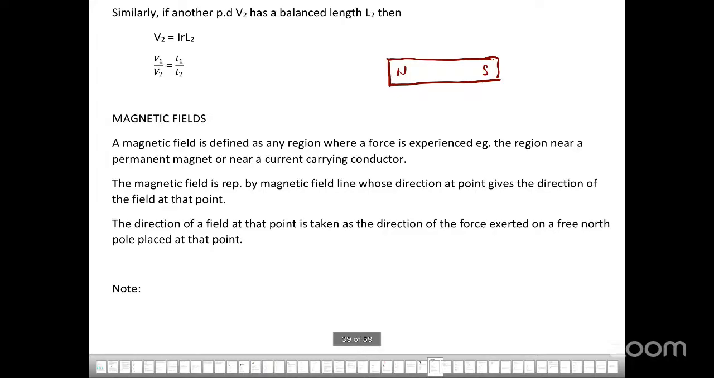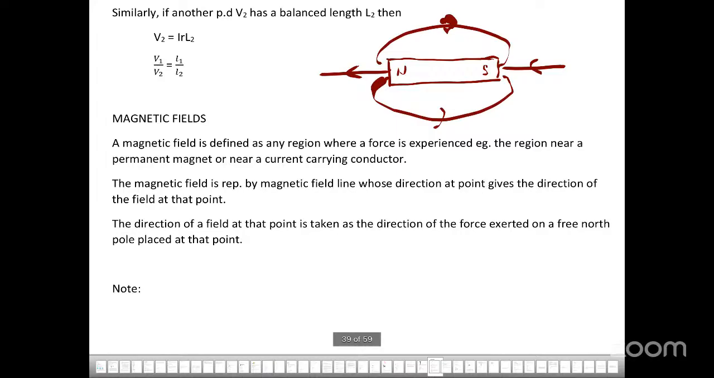And around the magnet, what do we have? A magnetic field. A magnetic field moves from where to where? Magnetic fields leave the north and go towards the south. That's a simple diagram showing magnetic fields.